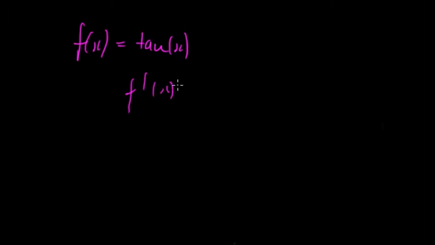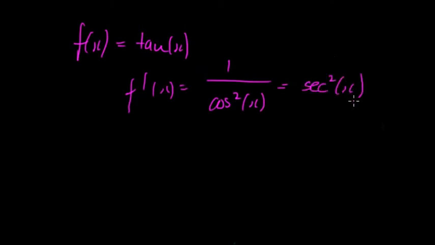So what about tan? If you had f(x) equals tan x, then dy/dx, or f dash x, is equal to 1 over cos squared x. And this is equal to sec squared x. And so sec x is equal to 1 over cos x. So that's just another way of writing it. So the derivative of tan x is equal to 1 over cos squared x.